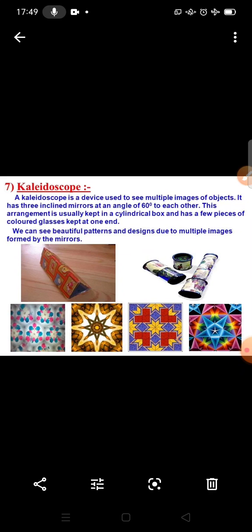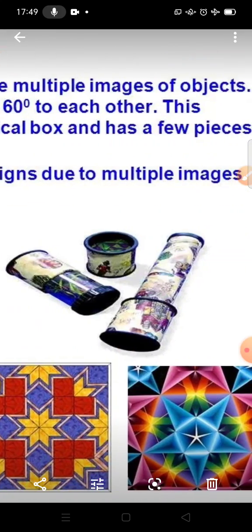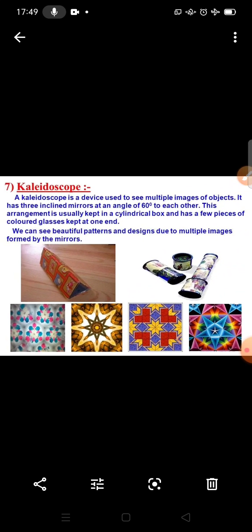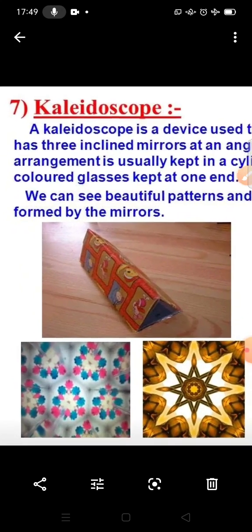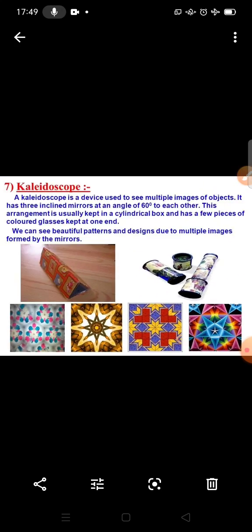So you can see there is a diagram of the kaleidoscope also. You can say that it is a simple device and it uses the principle of multiple reflection to create beautiful and colorful patterns. You can also see the different beautiful patterns. So it is a simple device.